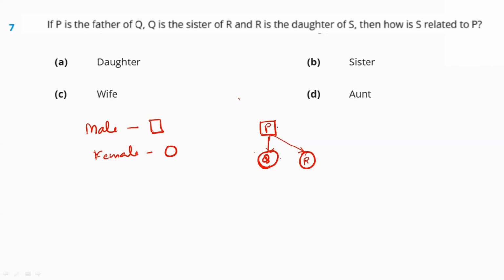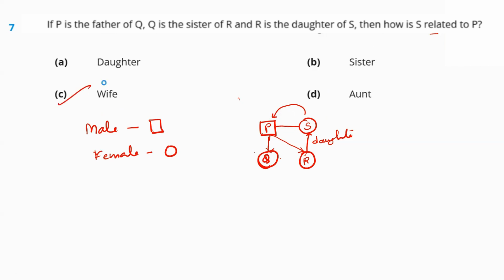So R is also the daughter of S, so definitely S is going to be a female. Yes, so R is going to be the daughter of S, right? So definitely, how is S related to P? S is the wife of P. Yes, so our answer is option number C, wife.